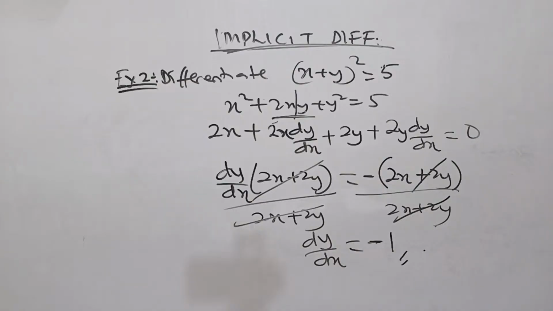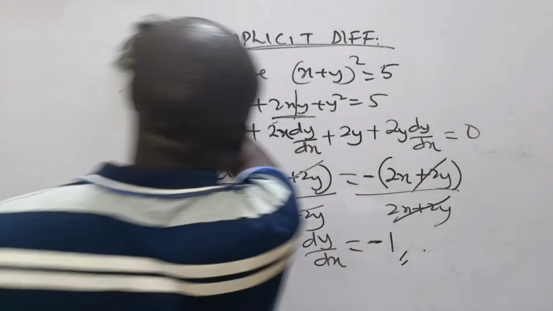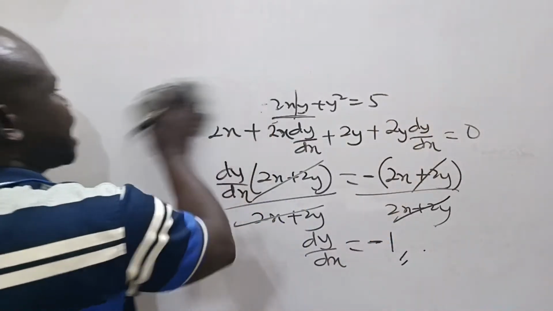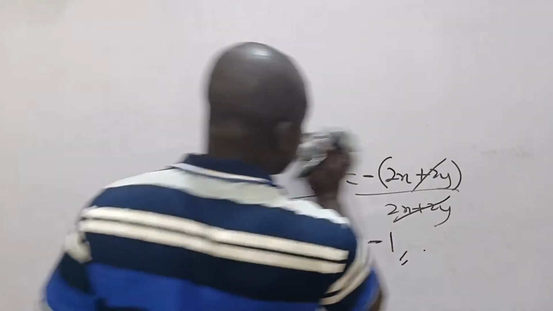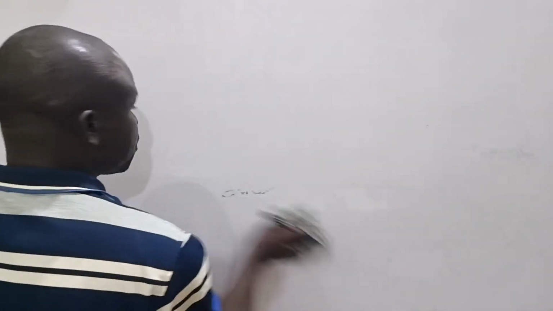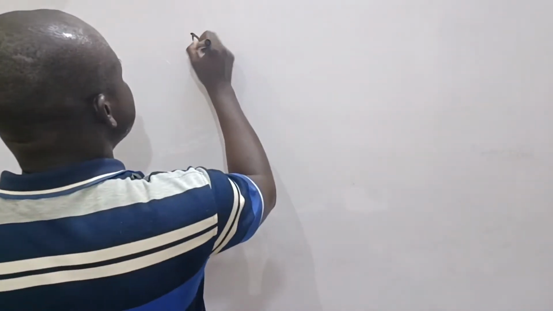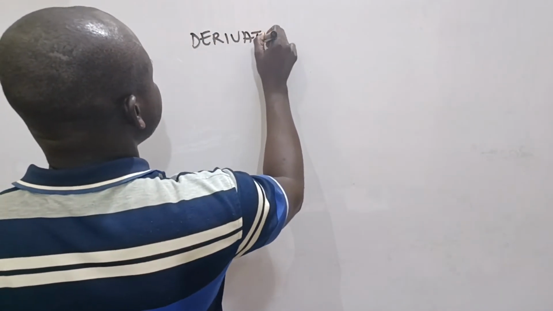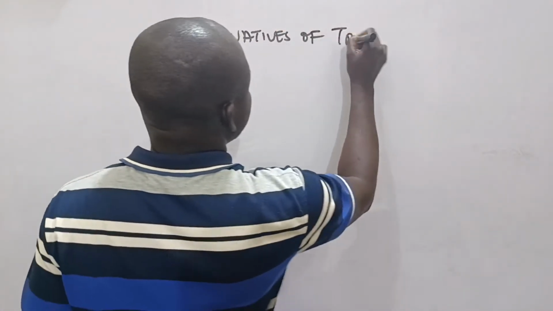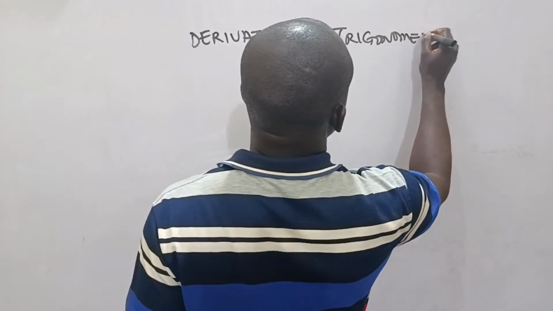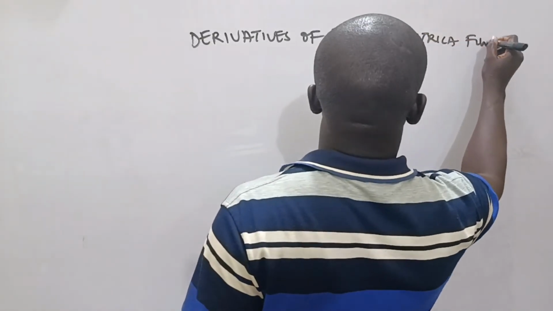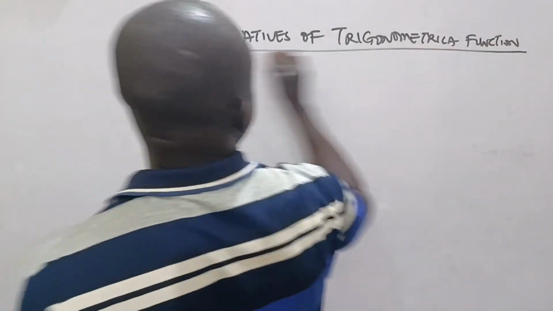So we can also talk about the derivative of trigonometrical functions. Yesterday we established the fact that we have so many types of functions. We have transcendental functions, polynomial functions, exponential functions, logarithmic functions. We have trigonometrical functions. So let's look at how we differentiate the trig functions. We can call it the derivative of trigonometrical functions.